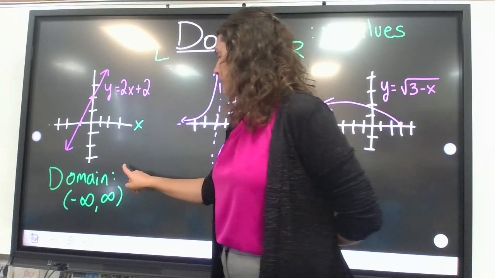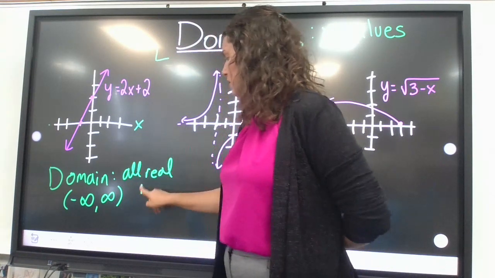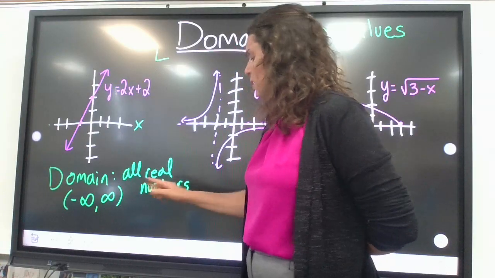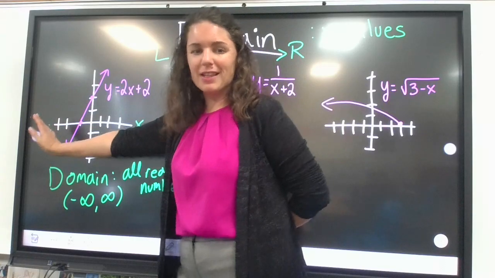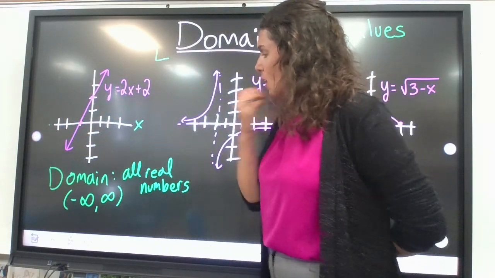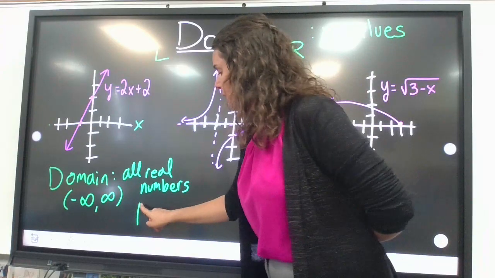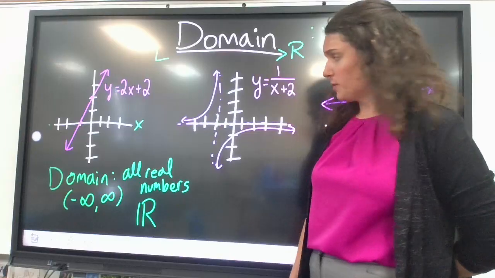Another way we can say that is all real numbers. So these two things mean the exact same thing. They mean we're going from forever to the left to forever on the right. All real numbers is a word format that means -infinity to infinity. There's even a mathematical symbol that represents all real numbers.